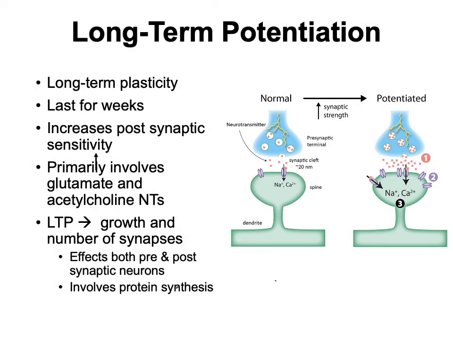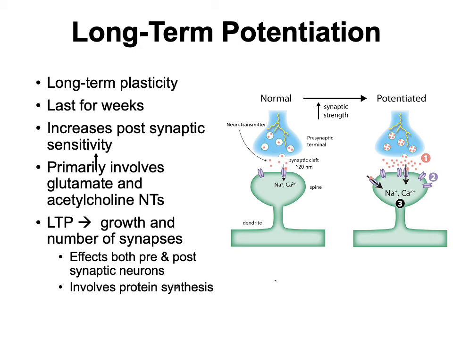Long-term potentiation leads to long-term plasticity. This can last for weeks, and if used enough, will last a lifetime. It will increase the postsynaptic sensitivity, meaning it increases the sensitivity of the dendritic spine receiving that signal. It primarily involves glutamate and acetylcholine neurotransmitters.